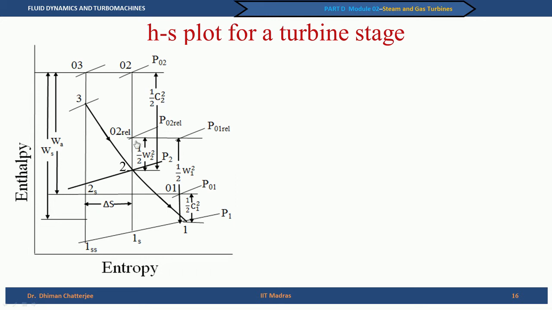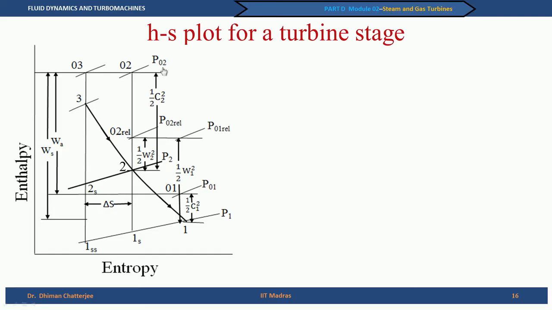We can also show that this pressure is called P 02 relative. Please note the distinction between P 02 and P 02 relative. When I say P 02, I mean P 2 plus half, basically it is connected with C 2 square. We cannot write it with half rho C 2 square, I am sorry, but we have to connect it with C 2 square.